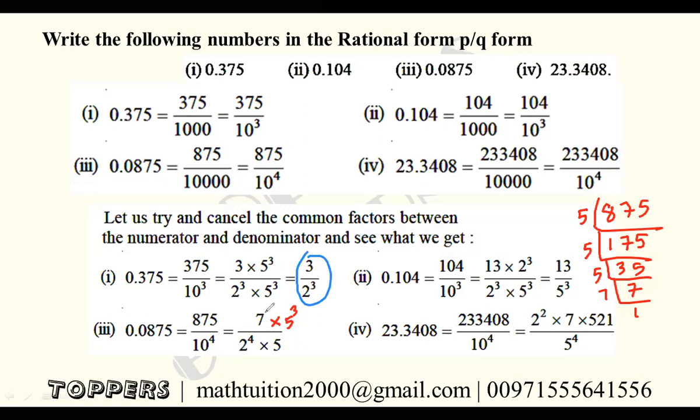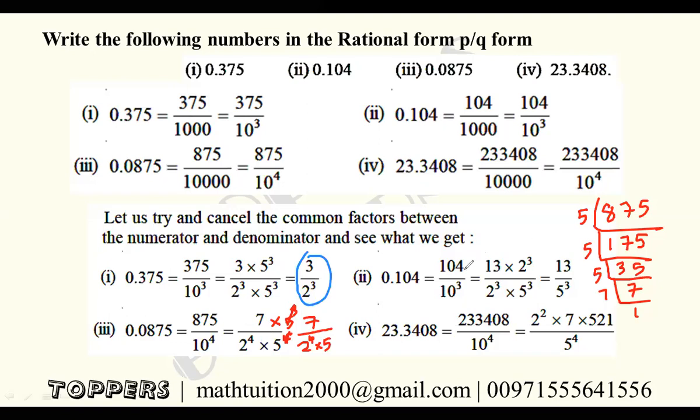So here we are getting 5 3 times and 7 1 time. That is the numerator. And the denominator also we have 2 raised to 4 into 5 raised to 4. So here 5 raised to 3 and here 5 raised to 4. From here we can keep only one 5, and this we can cancel. It means we are getting 7 by 2 raised to 4 into 5. That is the simplest form we have shown here.